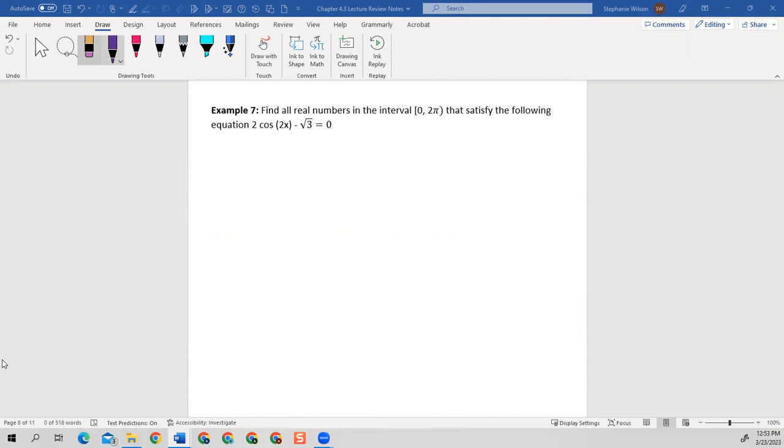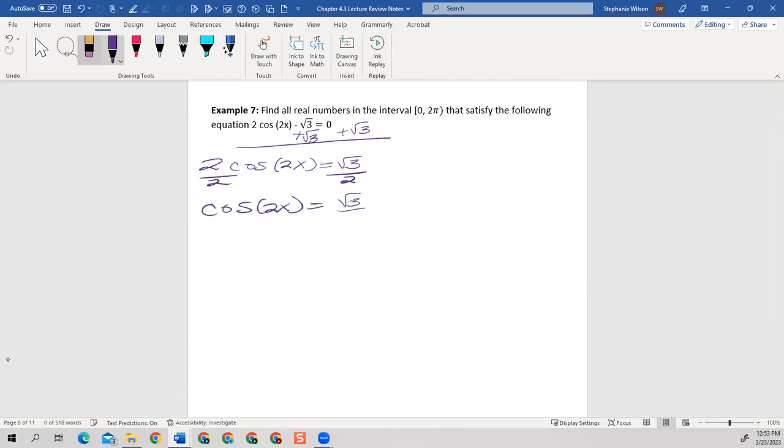Okay, so example 7: find all real values in the interval of 0 to 2 pi. Now we're in radians, okay? We're going to use this equation. We're going to find the values that satisfy it. So I need to get cosine by itself. So I'm going to add the square root of 3 to both sides since it's a subtraction. So now I got 2 cosine of 2x is equal to square root of 3. I'm going to divide by this 2. Now I got cosine of 2x is equal to square root of 3 halves.